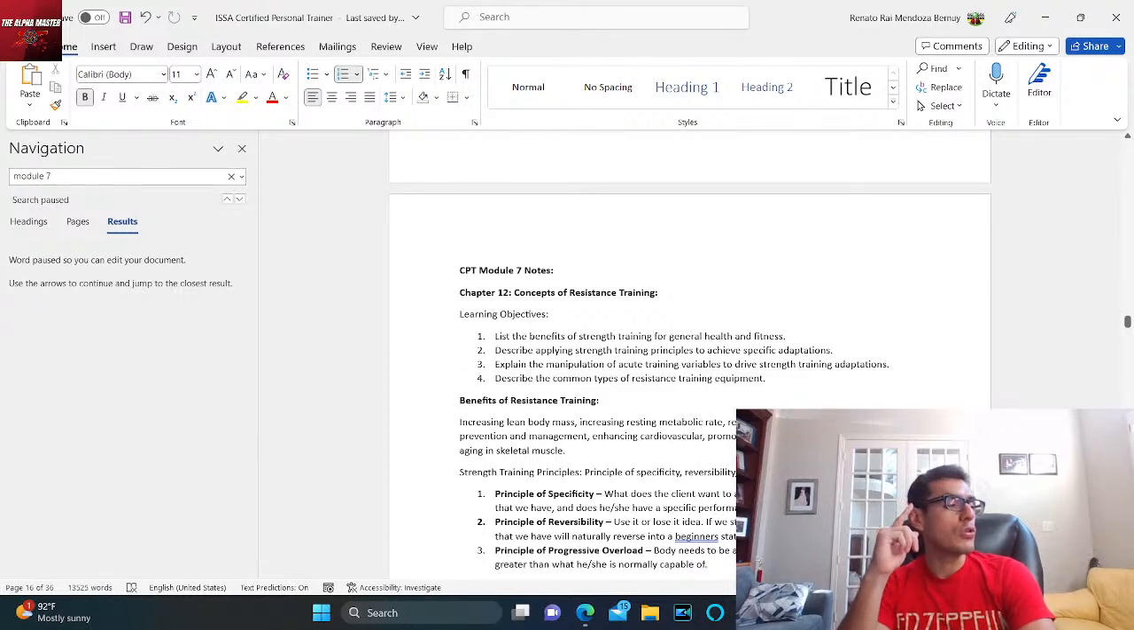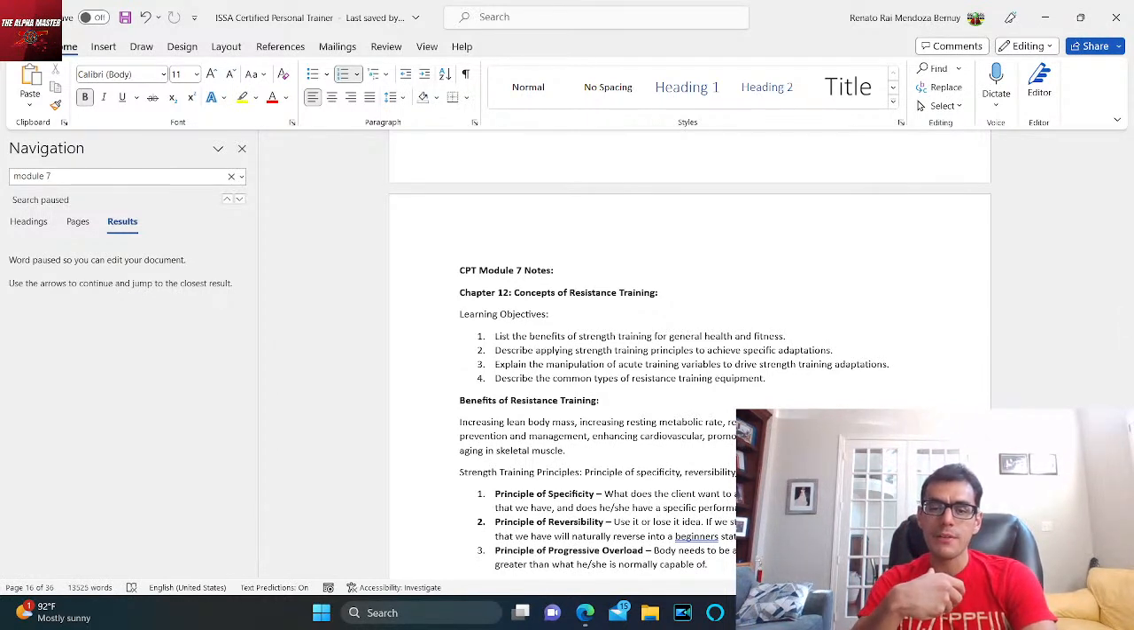And finally, the principle of progressive overload is that the body needs to be able to overcome some stress that is greater than what he or she is normally capable of. So those are the 3 strength training principles.